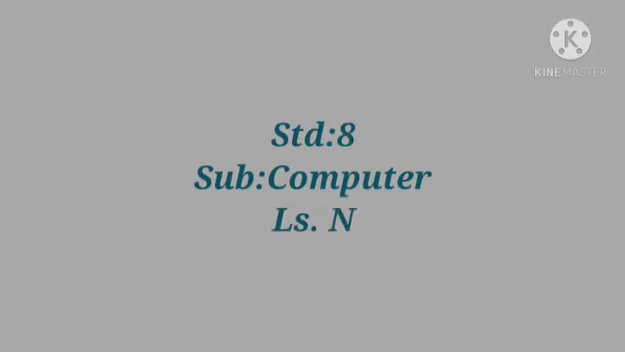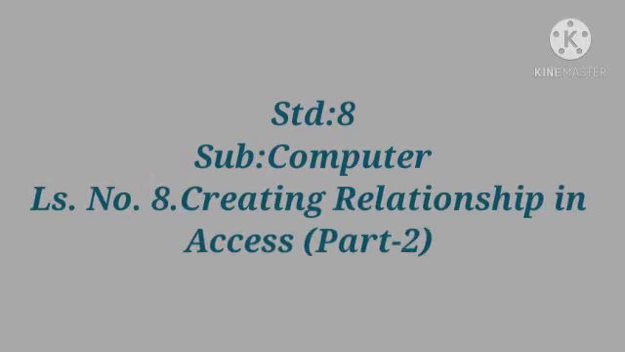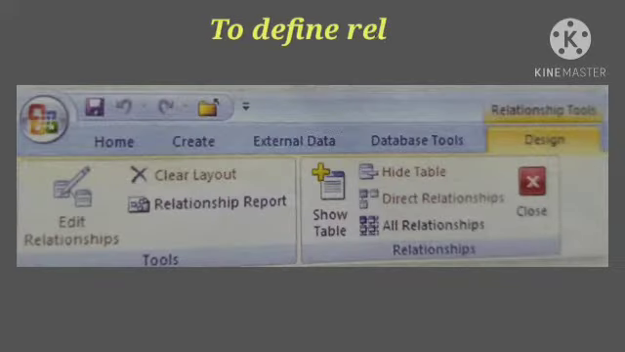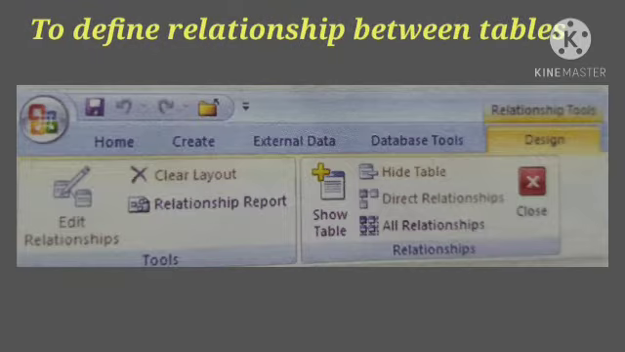Standard 8, Subject: Computer. Today we are going to learn lesson number 8, Creating Relationship in Access Part 2. In an Access database, you create a table relationship using one of the following methods. In the Relationships window, add the tables that you want to relate and then drag the field to relate them from one table to the other table.